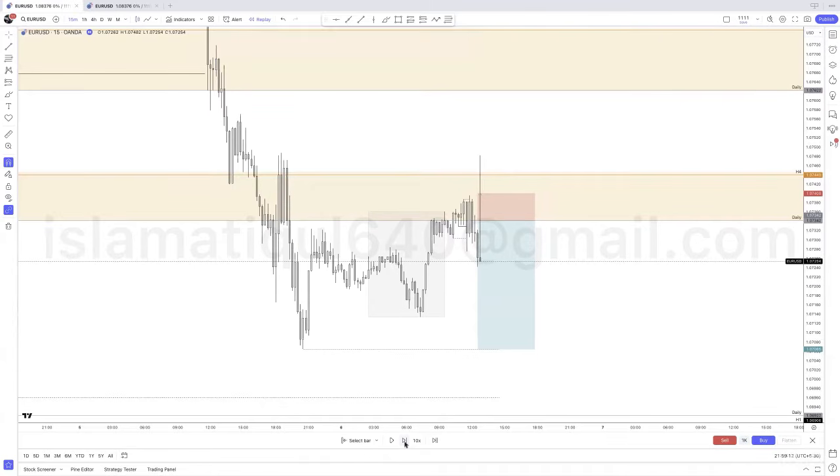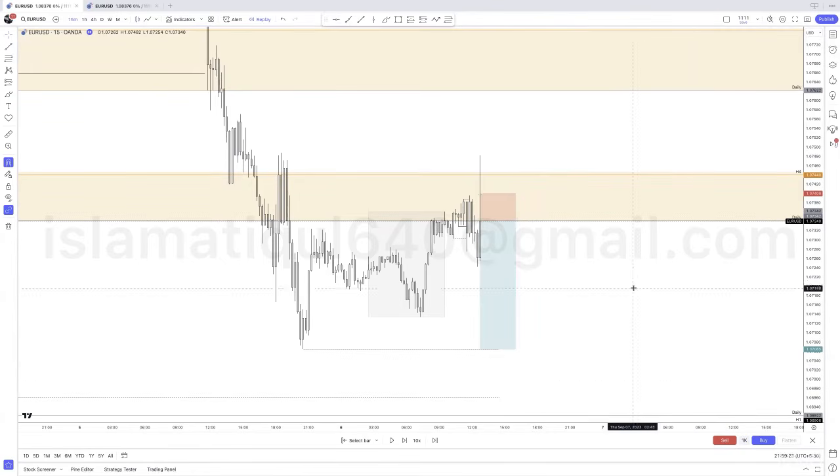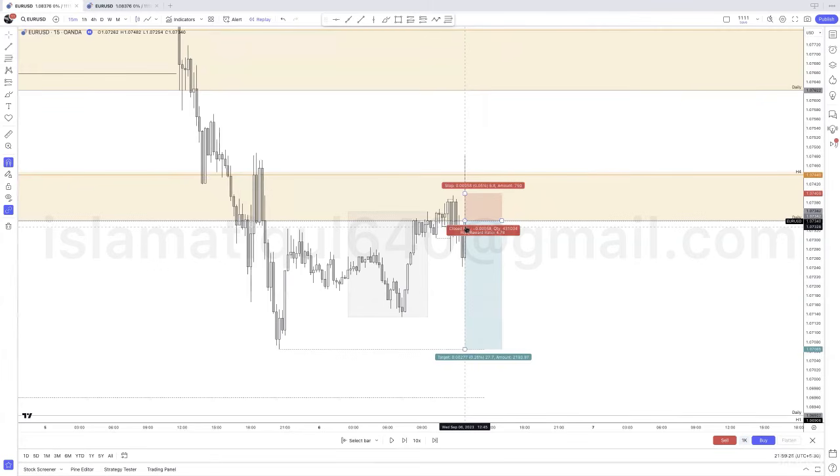Okay, let's see. Oh, that's a loss. First trade itself is a loss. That's fine. That's fine. Let's see if we can recover it during the New York session. Yeah, for some reason they moved up, cleared out this high again. We have a good rejection, but I have no idea why they did this. So let's wait for the New York session.